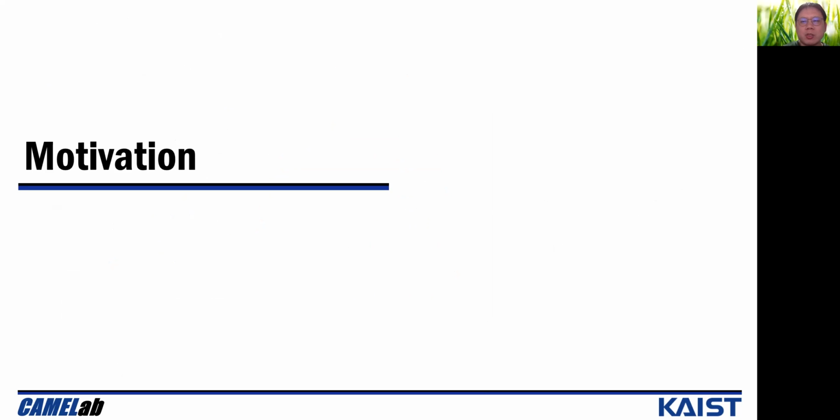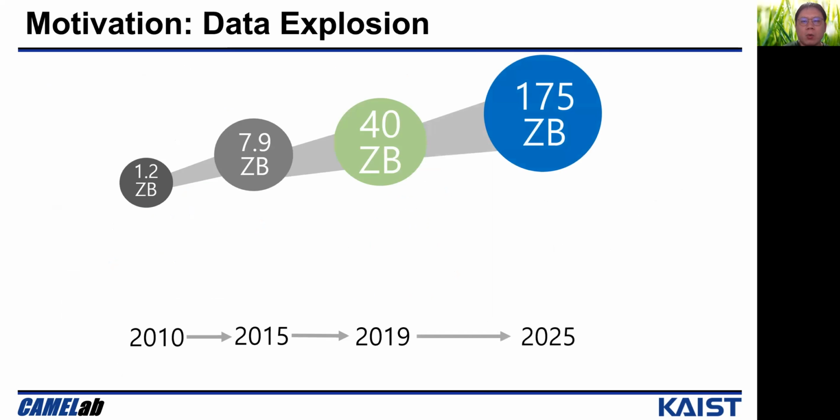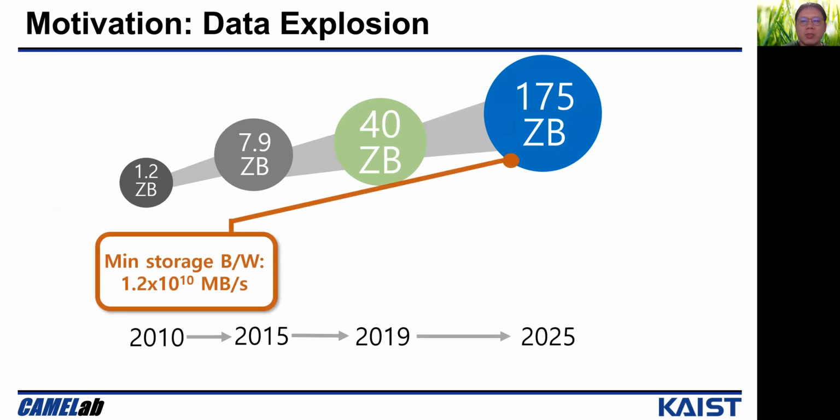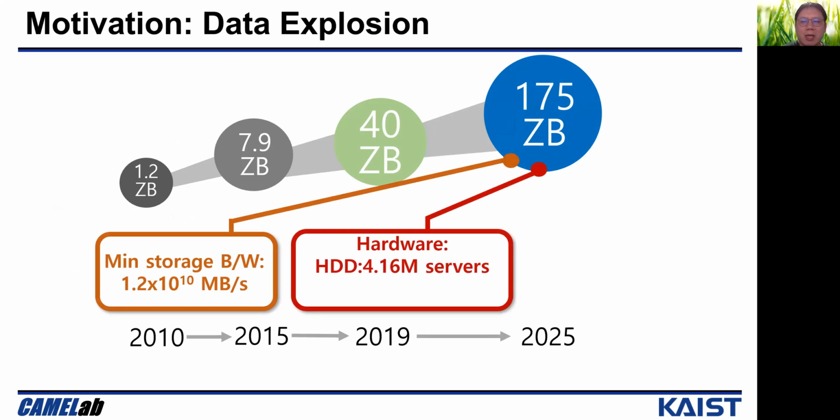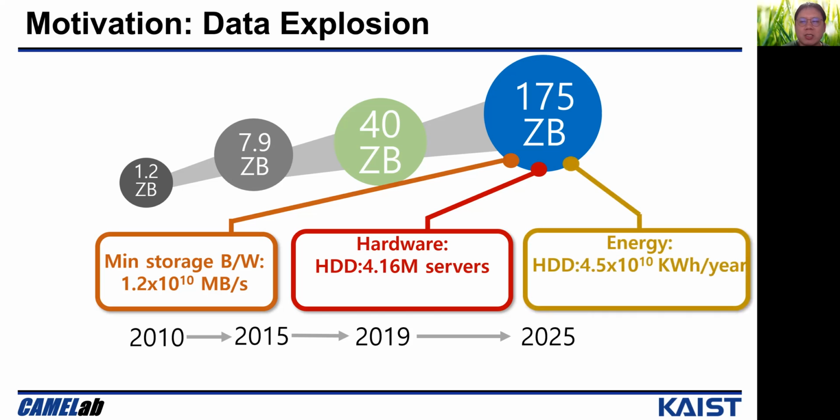I will start the presentation with motivation. We are generating a large amount of data. By 2025, the total amount of data will increase to 175 zettabytes. To read the whole data within 1 year, the minimum storage bandwidth should be 1.2 multiplied by 10 to the 10 megabytes per second. If we use a hard disk as a storage media, we need at least 4 million servers as storage nodes. This turns to the energy consumption to be 4.5 multiplied by 10 to the 10 kilowatts per year.